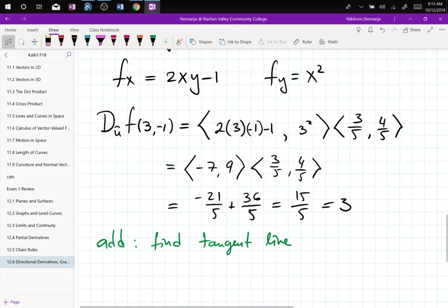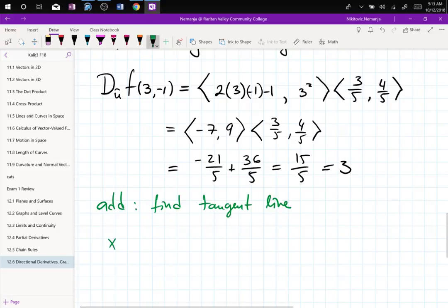Remember what we have. We have now that the derivative is 3, so we have the slope. And we can calculate. We have the direction, we have the slope, and we have the point. And we know that in 3D space, a line is given as x equals x0 plus at, y equals y0 plus bt, and z equals z0 plus bt, right?